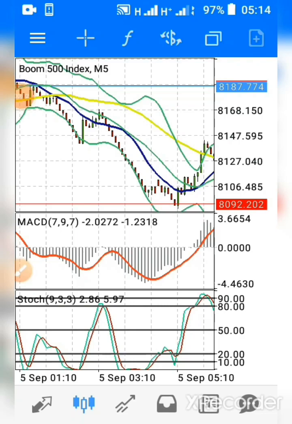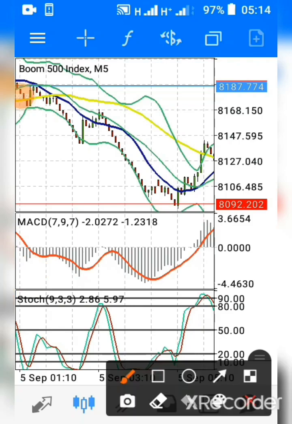So let me show you how to trade Boom and Crash. Firstly, you have to meet three conditions. The first condition is that the yellow line has to be above the middle green line. So, for example, this yellow line that's passing there has to be above the middle green line. The yellow line, the moving MA, has to be above the green line.